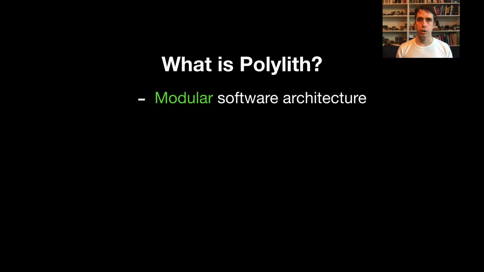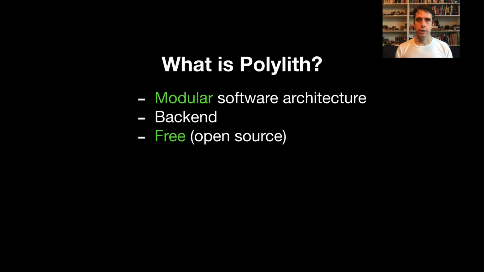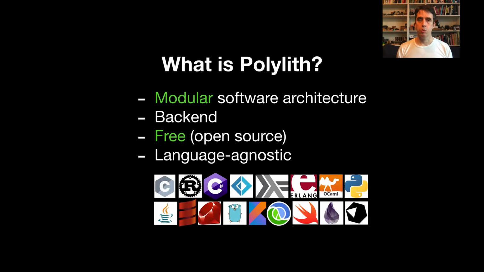Polylith is a modular software architecture where you can create systems by combining system-level building blocks. And it's mostly for the backend. It's free and open source, and it's mostly a way of organizing the code. And therefore, it's also language agnostic. And you can basically implement this in almost any language of your choice.